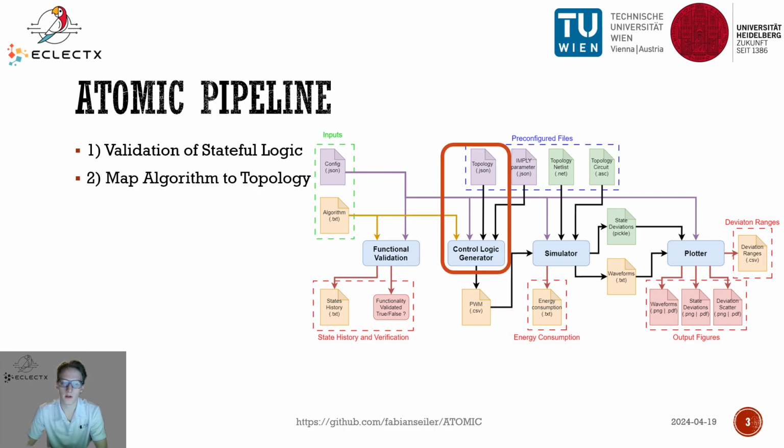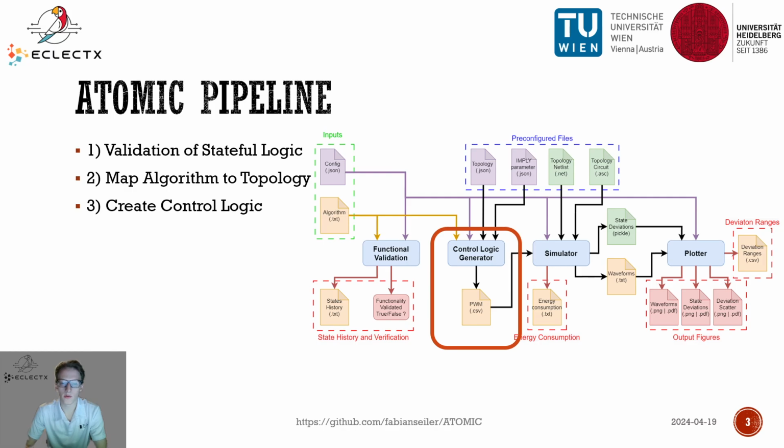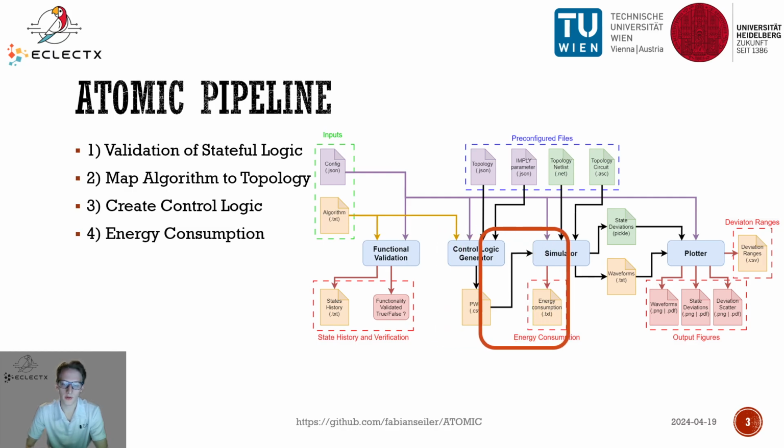In the second step, the algorithm is mapped to the certain topology you want to use, so the different computational areas are actually called. In the third step, you create the control logic, which is often stored in PWM files and is often quite hard to do by hand, so we completely automated this process for common topologies. In the fourth step, the simulator is called and the energy consumption is calculated. The energy consumption is also calculated for different input combinations, and the average is also returned.